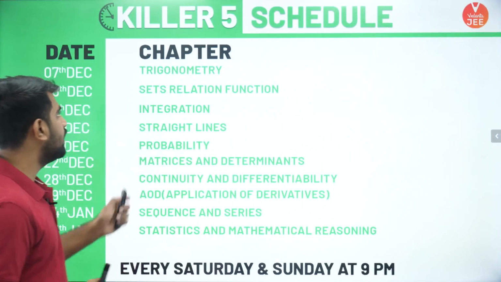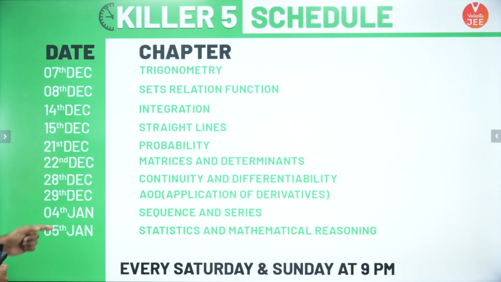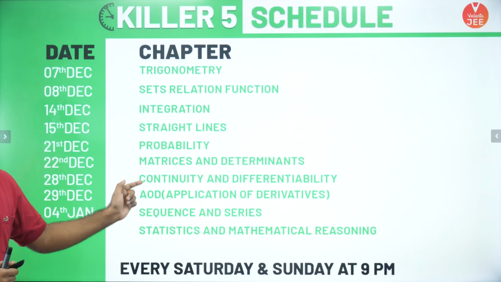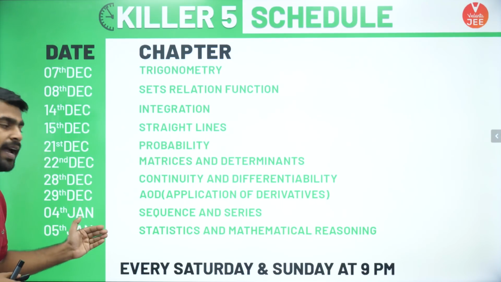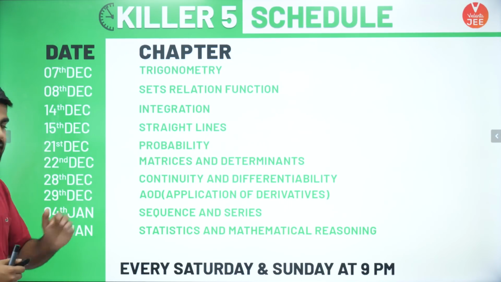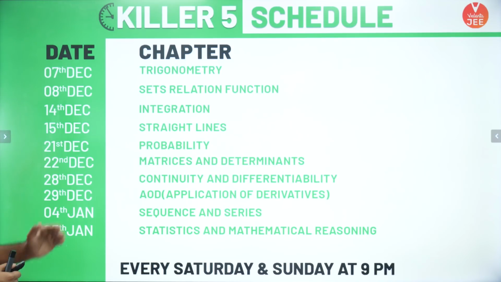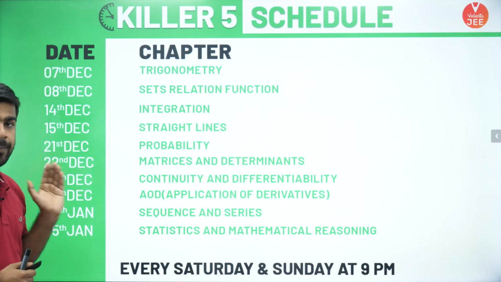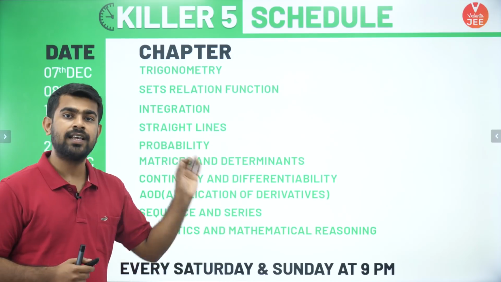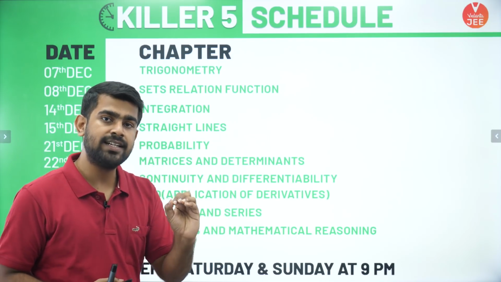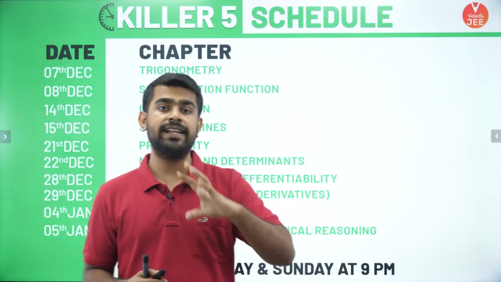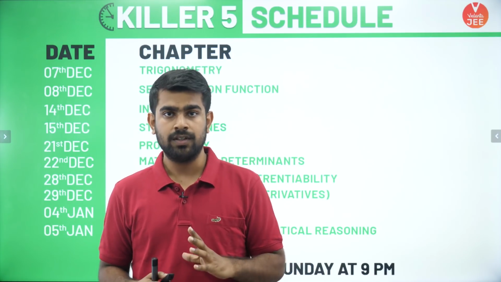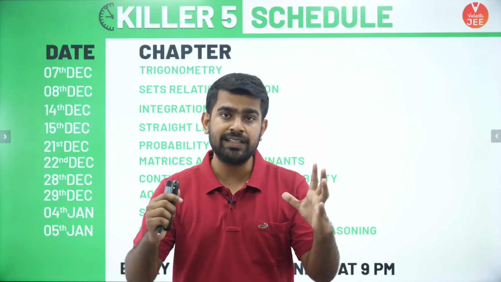So guys, this is the Killer 5 schedule. Today we are at continuity and the next class will be on application of derivatives. Following that, we have the last week of Killer 5 with sequence and series and statistics and MR. The Killer 5 series is happening on Saturdays and Sundays at 9 p.m. So mark your calendars and please do watch them so that it can give you access to some very good questions and good concepts. That is the ultimate objective of the series.